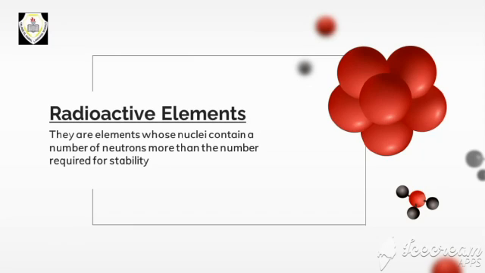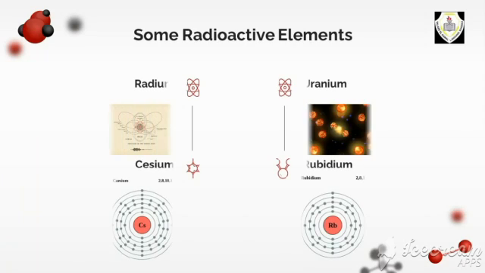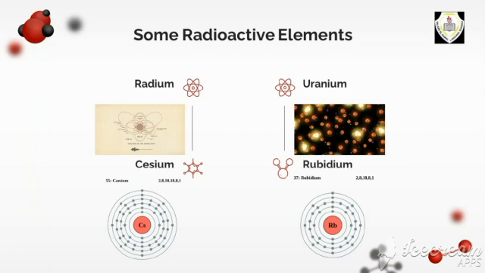Radioactive elements. They are elements whose nuclei contain a number of neutrons more than the number needed or required for stability. Some radioactive elements, for example, radium, uranium, cesium, rubidium.